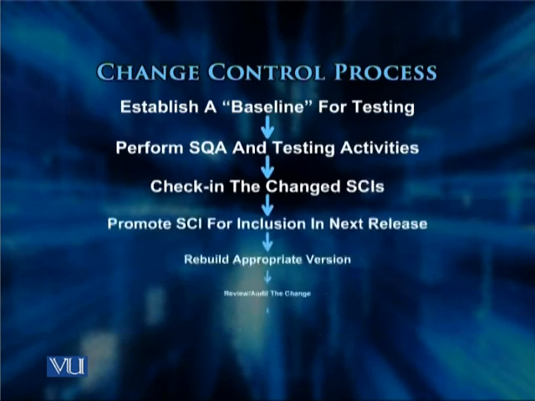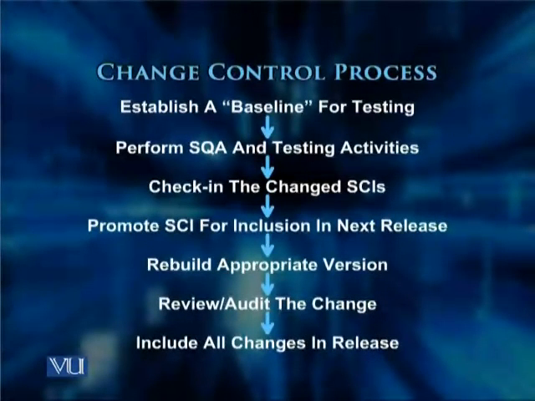Then we move to the third slide and continue, and the first thing we do is perform SQA and testing activities. Once we are satisfied with the result of testing activities, we check in the changed SCI. Following that, we promote the SCI for inclusion in the next release. So whenever the next software release is given to the customer, this changed SCI will be part of that release.